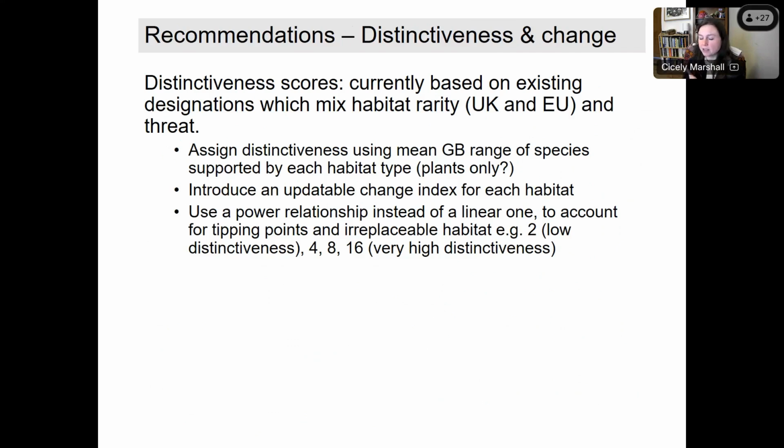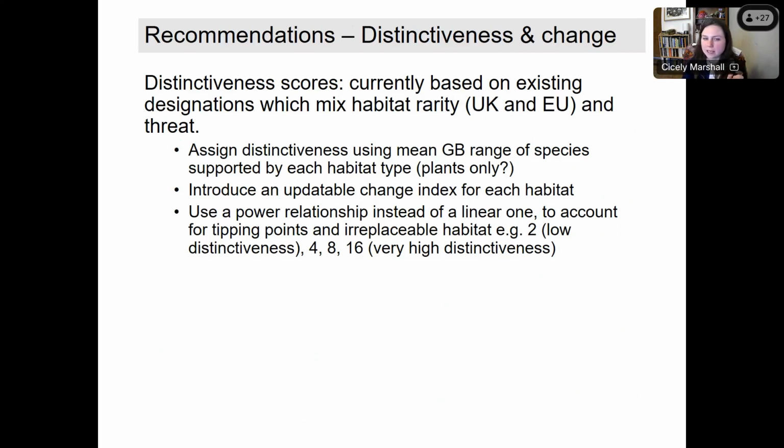And the problem with that is that it introduces quite a lot of noise to the metric because it's not really explicit what's being measured by distinctiveness, or at least it is, but all those elements are pulling in slightly different directions. So instead, distinctiveness could be assigned using GB range size of species supported by each habitat type. That would be a very objective approach that isn't mixing together lots of different elements of rarity and threat.